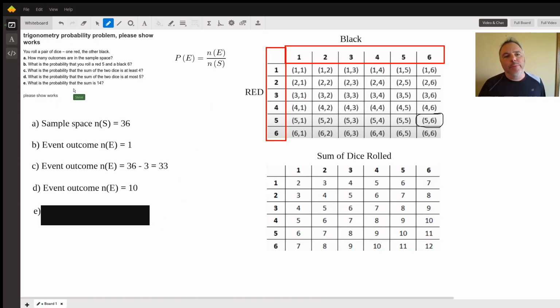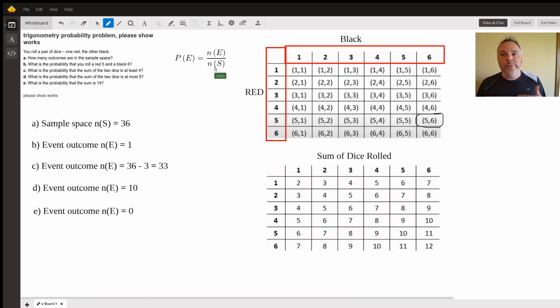Finally, what is the probability that the sum is 14? So the word is means equal. So it's exactly 14. So we go to our table here and there is no 14. So the highest, right? If I roll a 6 and a 6, it's 12. The chance that we're going to get a sum of 14 is 0. It's not going to happen. So the event outcome here is 0. The numerator would be 0. 0 over 36 is 0.